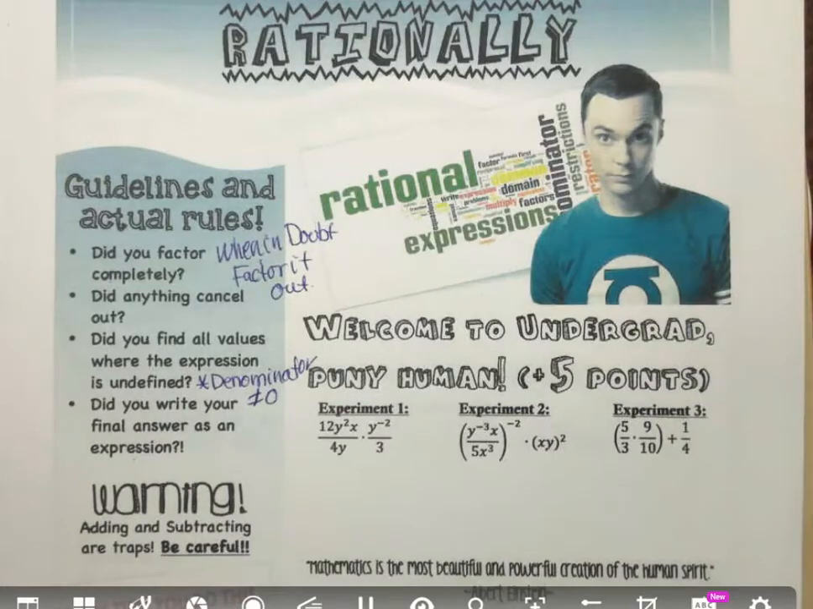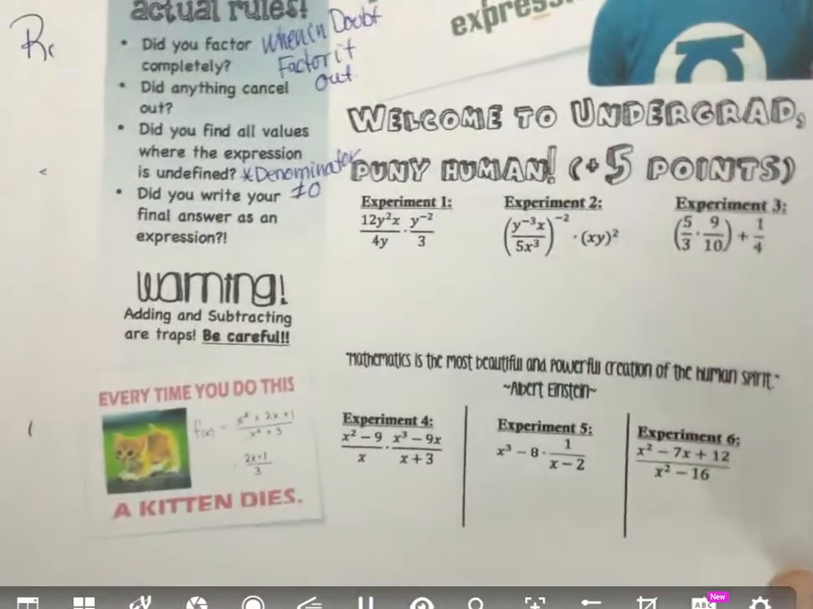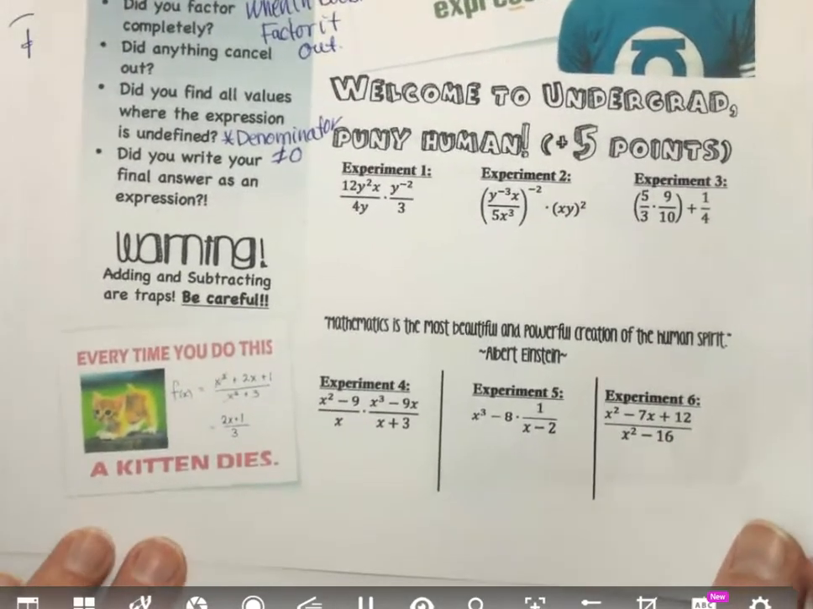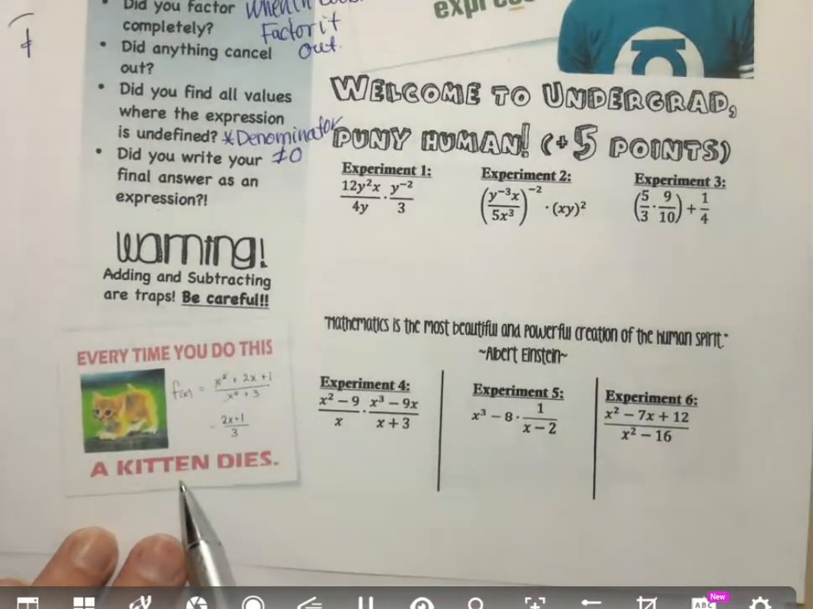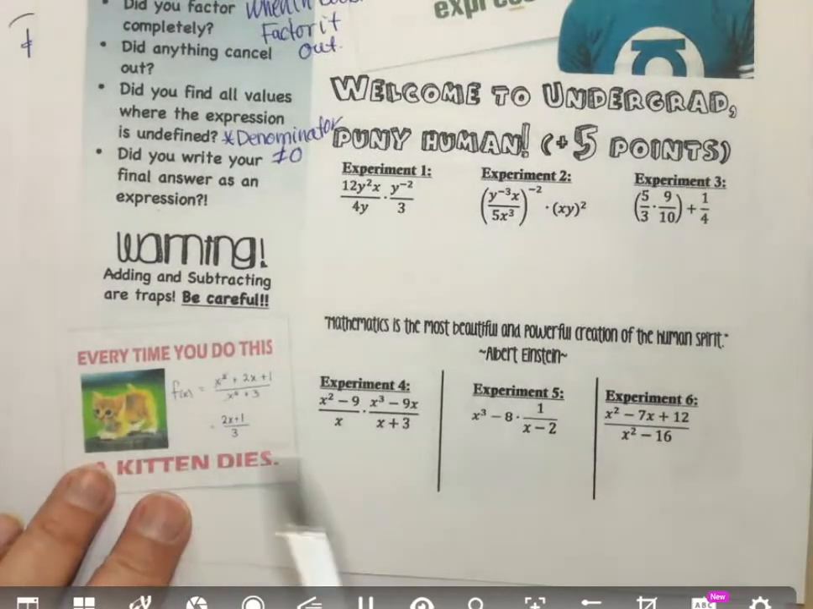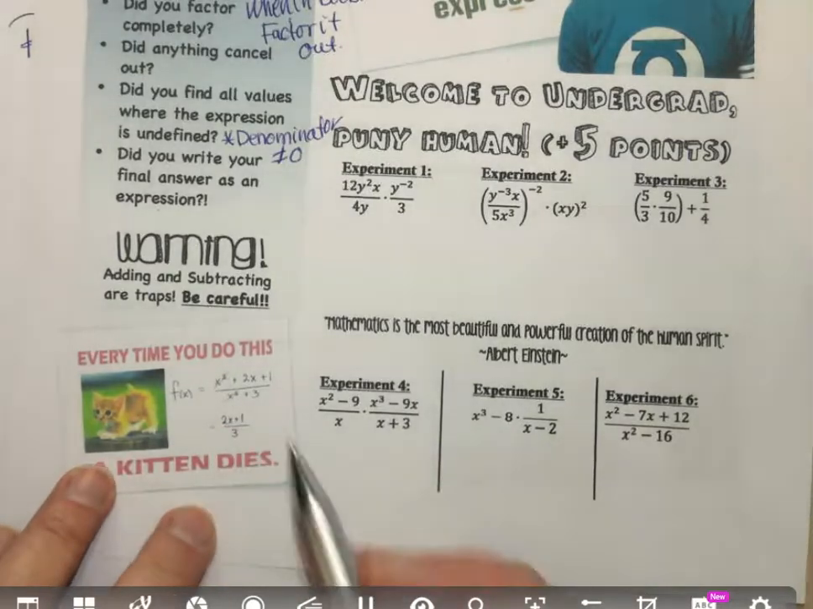Now, we have a warning. I love Big Bang and Sheldon. His warning is every time you do this, a kitten dies. I don't know if you've watched the show. That's something that he says. Not really, but yes, he does say it.